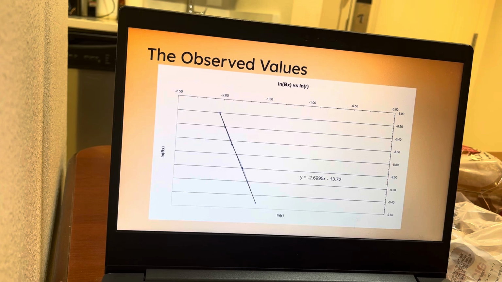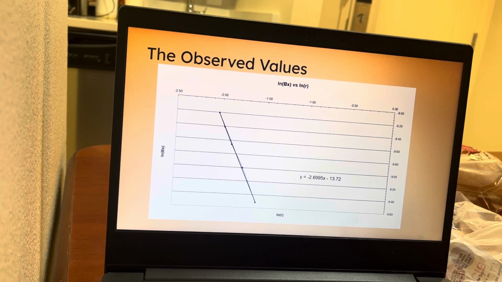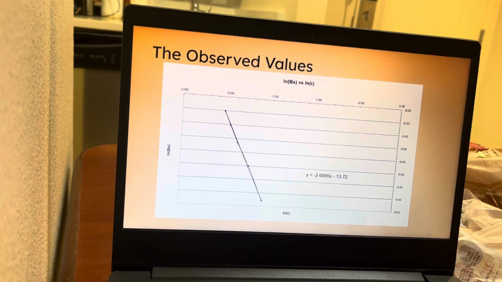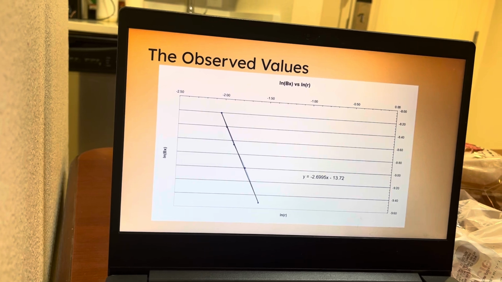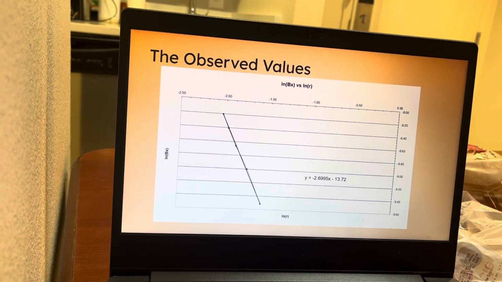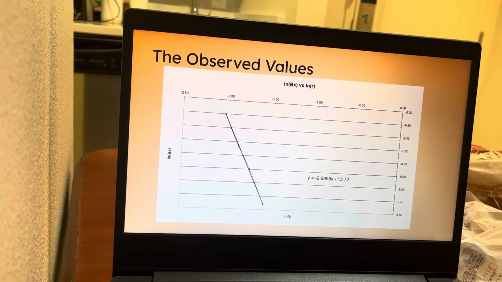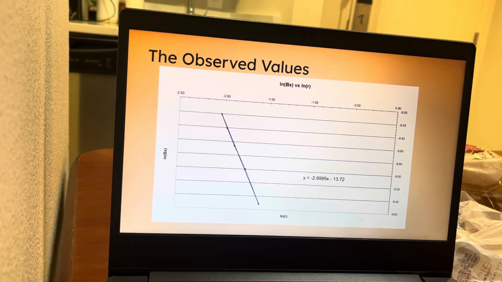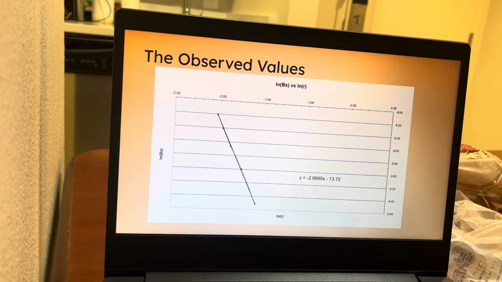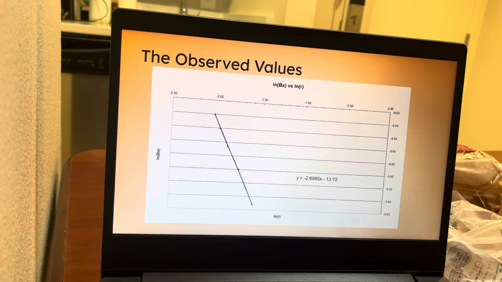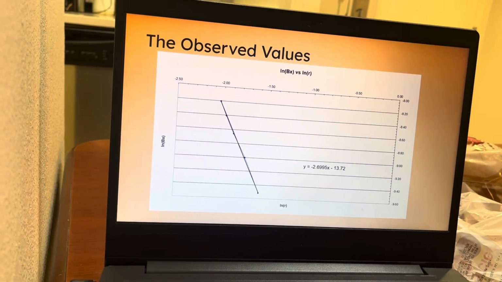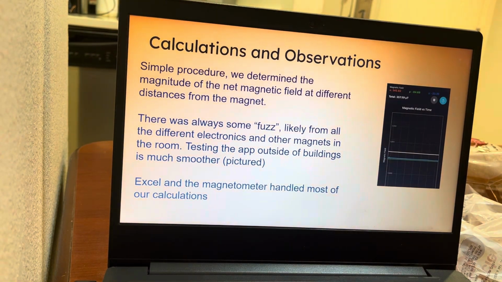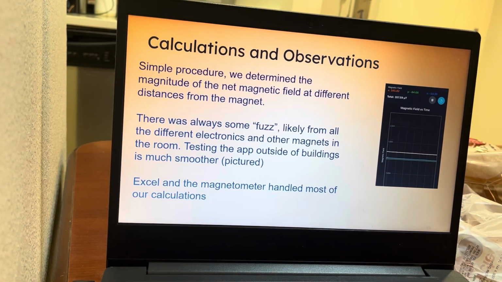Okay, so for the observed values, as you can see with this graph, we do not have a linear relationship. It looks like a linear relationship because we're using the natural log, which in this case indicates some kind of polynomial relationship. As r, or the natural log of r, gets higher, the magnetic field gets lower, which is also true for the standard version of it.